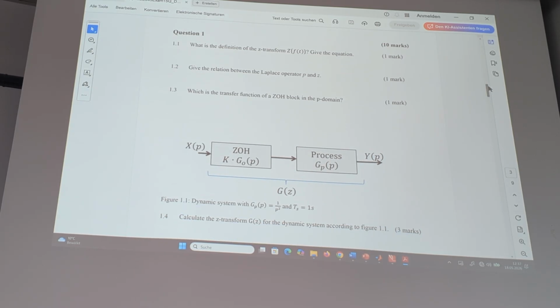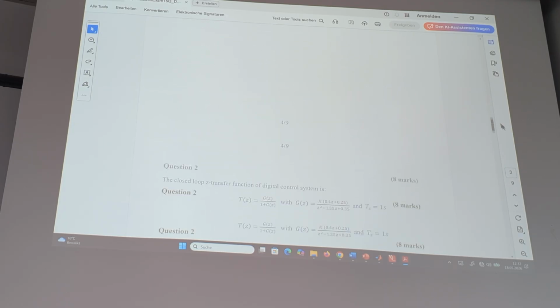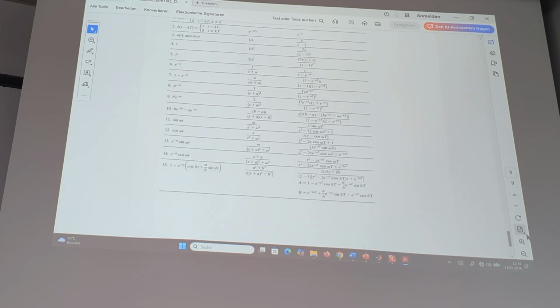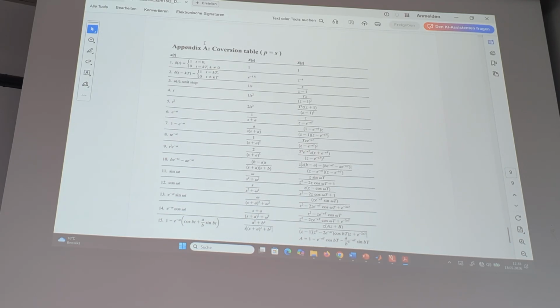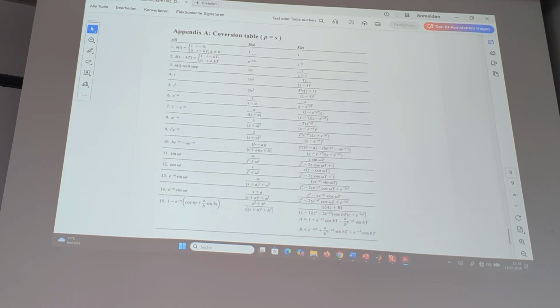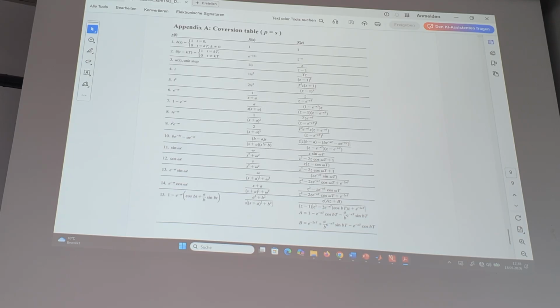Maybe if we start with what you're allowed to use. The only thing that you will get is this appendix here with the conversion table. There you have the 3 columns with the time domain, the Laplace domain, and the Z domain. Here you have the different rows with some examples so that you can use the table for translation between the domains.